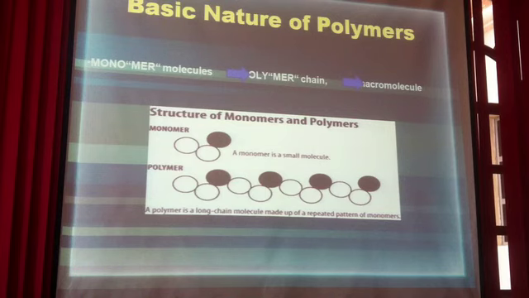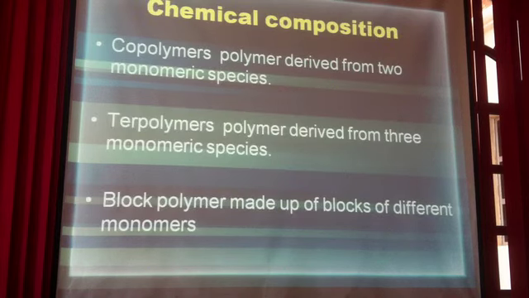Monomers, molecules, then we're gonna make a connected chain to make macromolecules. Chemical composition: something we call copolymers. It's a polymer derived from two monomeric species. Terpolymers, it's a polymer derived from three monomeric species.